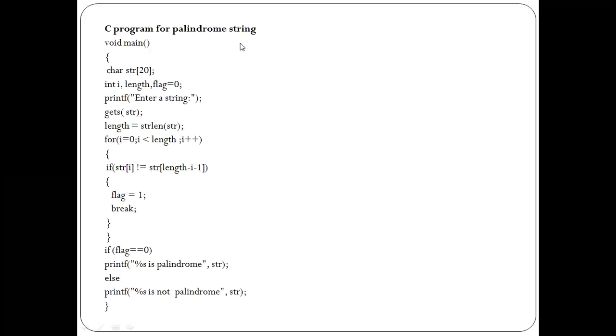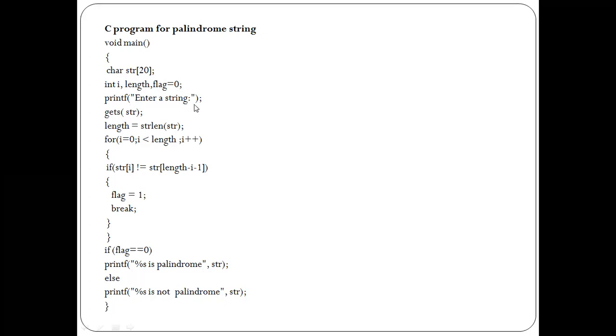C programming for a palindrome string. Palindrome means if the string read from left to right and right to left is equal, it is a palindrome string. If they are not equal, it is not a palindrome. In void main, the return 0 is not defined. I am taking a character array of size 20, and integer variables i, length, and flag equal to 0.